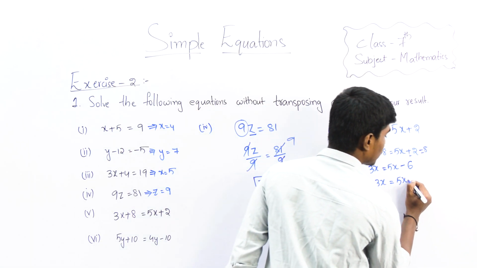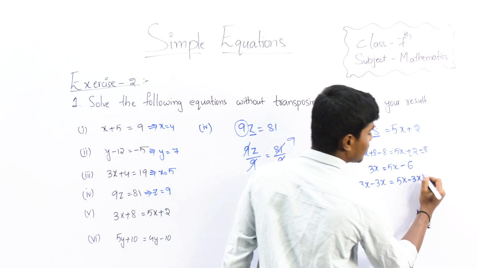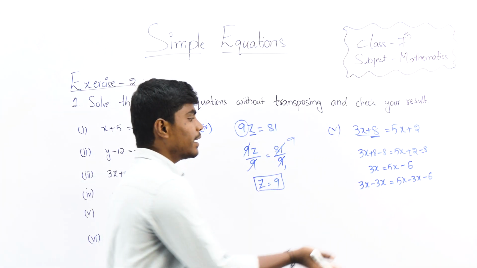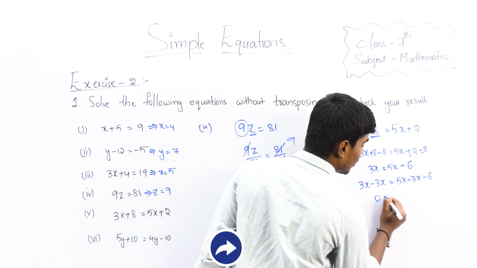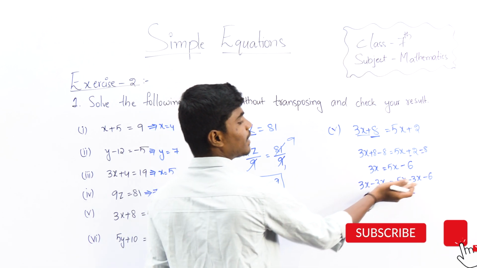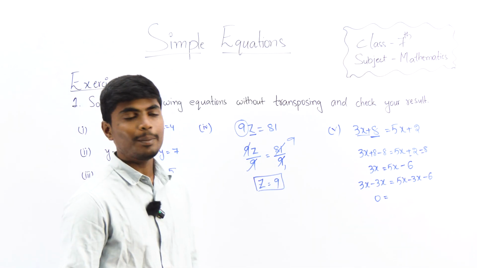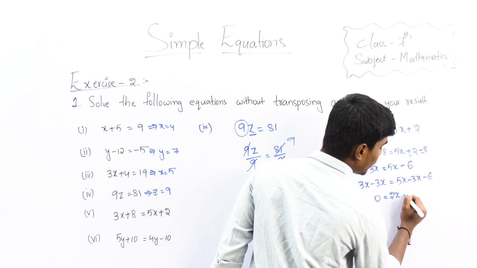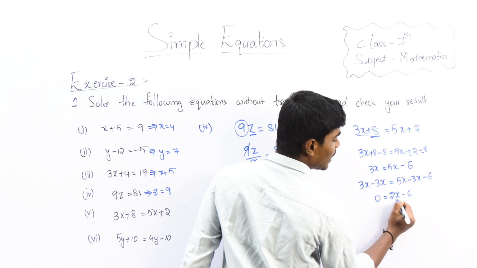So 5x minus 3x, what do we have remaining? Minus 6. Okay, here 3x minus 3x means 0. 0 is equal to 5x minus 3x. 5x minus 3x, what do we have remaining? 2x. See, 5 minus 3 is 2x. So 2x minus 6.